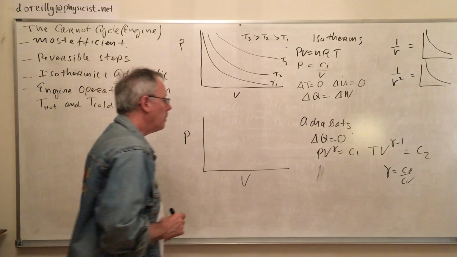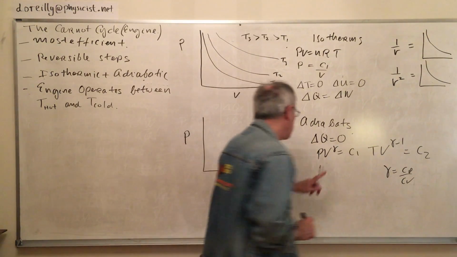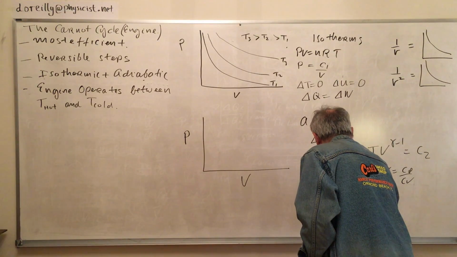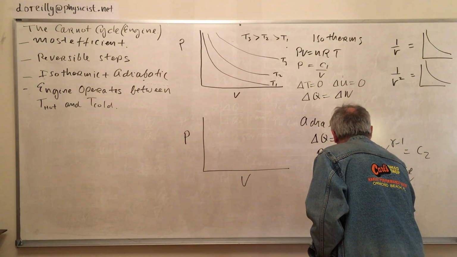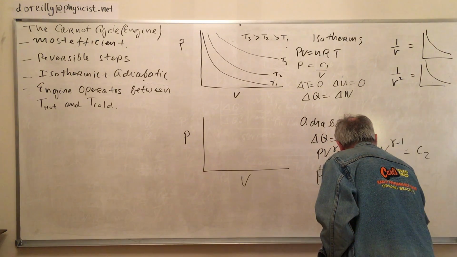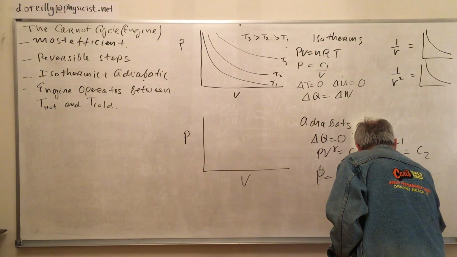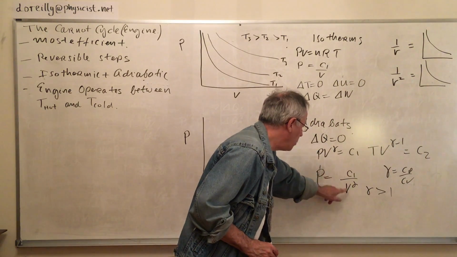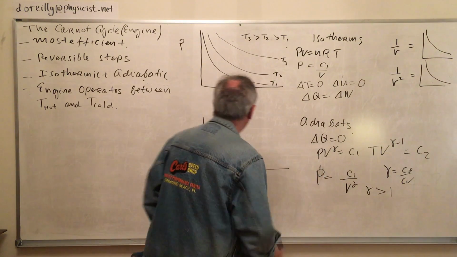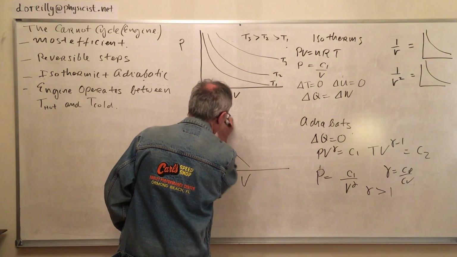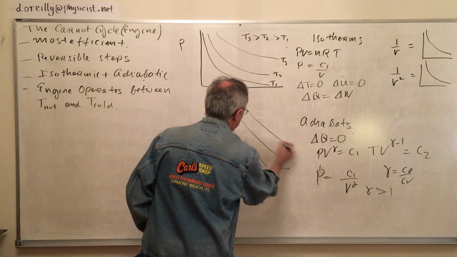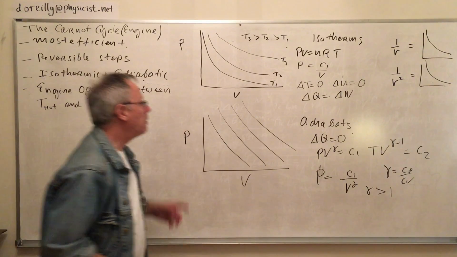So let's look at this case here. P is equal to C1 over V to the gamma, and gamma is greater than 1, so it means that these curves are slightly steeper. Either one, both are reversible.